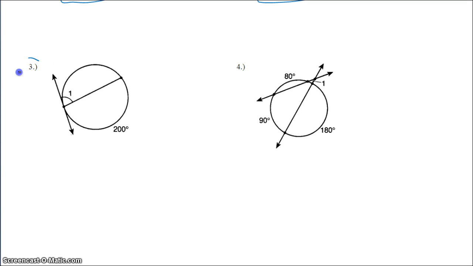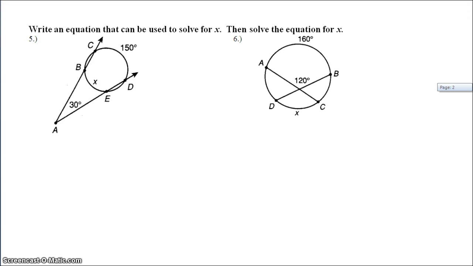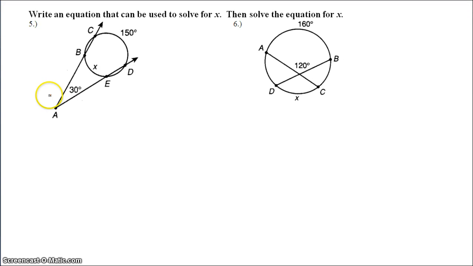On page 1, complete problem 3 and 4 for your in-class assignment. Let's go on and look at problems 5 and 6. Again, we first need to figure out where the vertex of our angle is. In this case, it's outside the circle, which means the formula is going to be angle equals 1/2 of big arc minus little arc. So my angle is going to equal 1/2 of 150 degrees minus x.